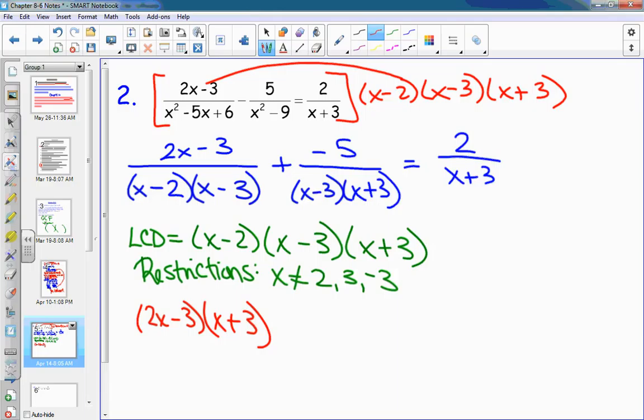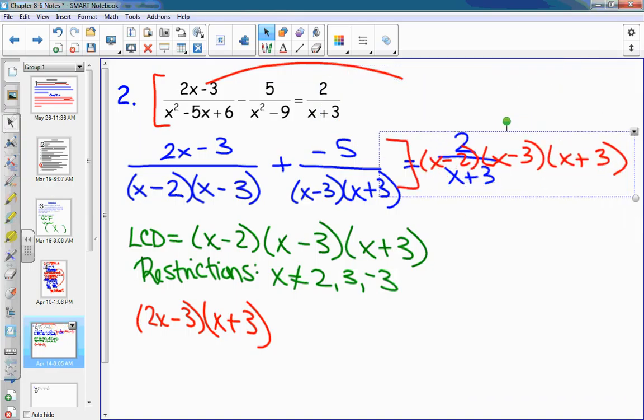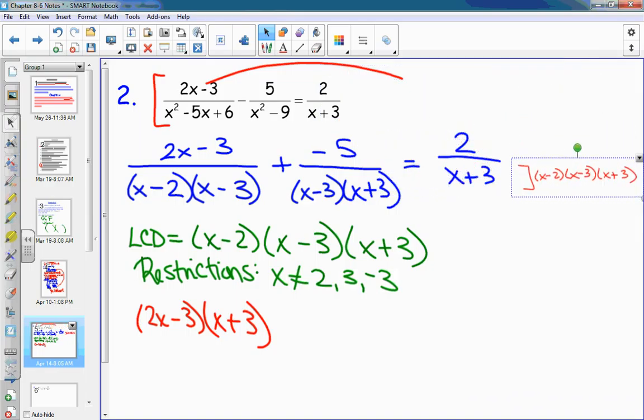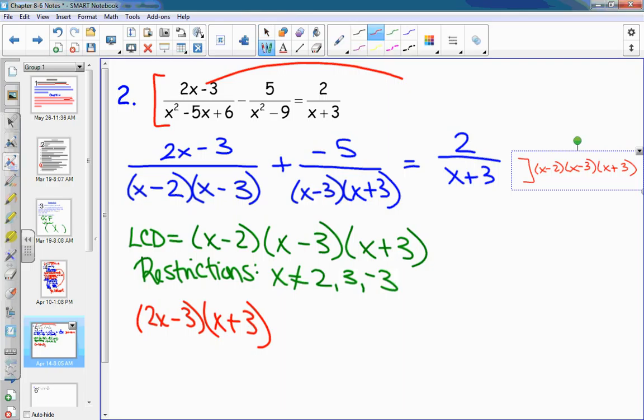What I'm doing is taking these 3 that are in my LCD and dividing them by my denominator of x minus 2. Okay, I get what you're saying, you want this to be down here. Okay, I'm out of room, but I get what you're saying. Same thing. I get you. Does that make you feel better?